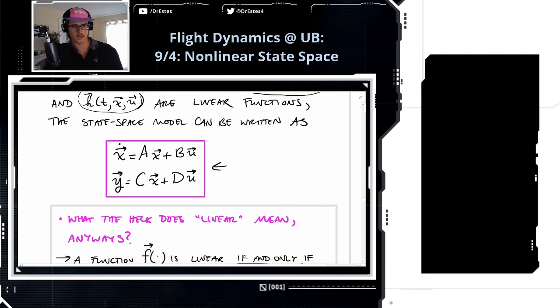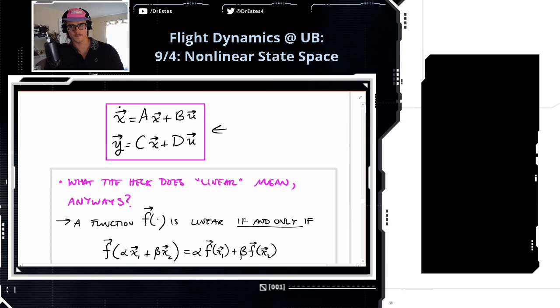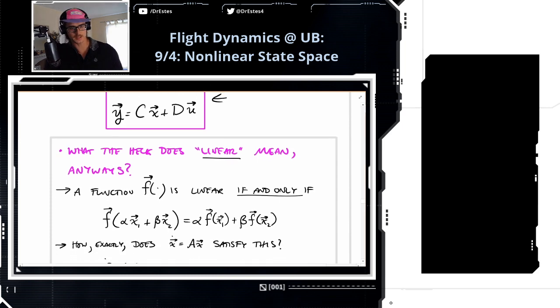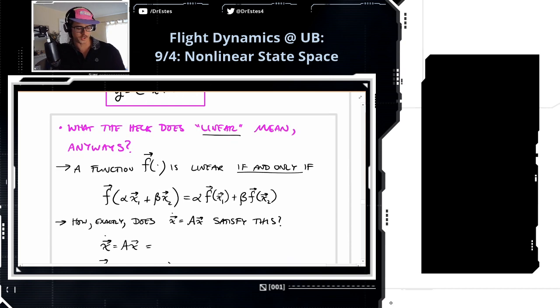So let's get into a little more detail here. What does linear mean anyways? How do I know when my vector function f can be written as Ax plus Bu? Well, you might have seen this in the past, but a function is linear if and only if the function of alpha times one vector plus beta times another vector can be separated out in this way. So if you can separate the function out like this, then it's linear.